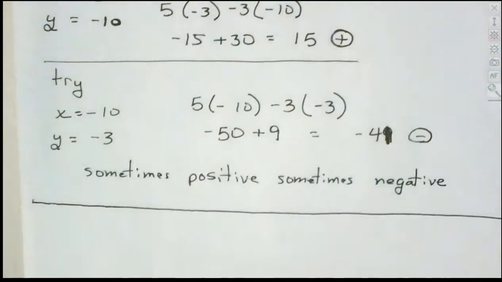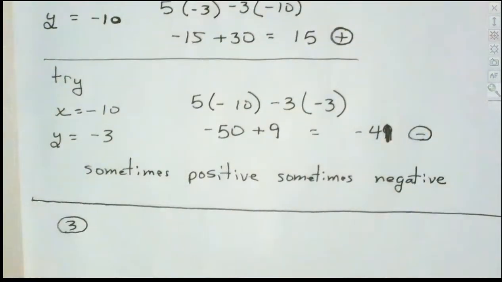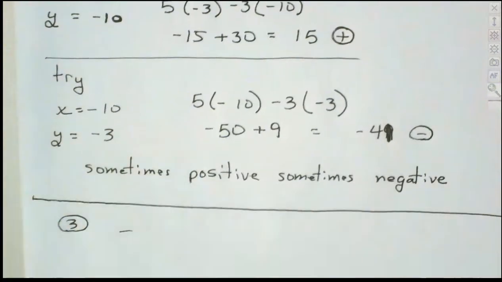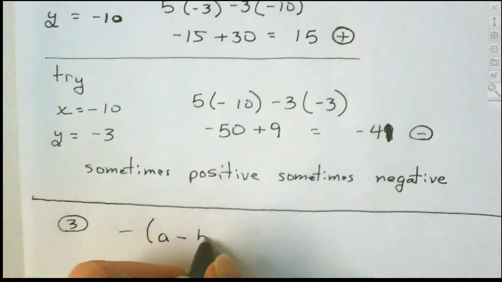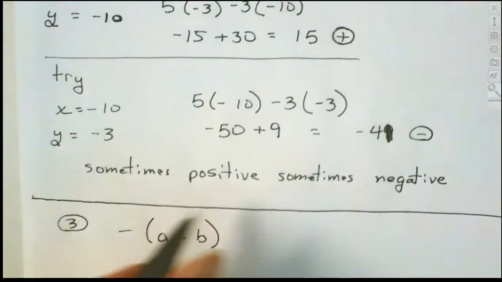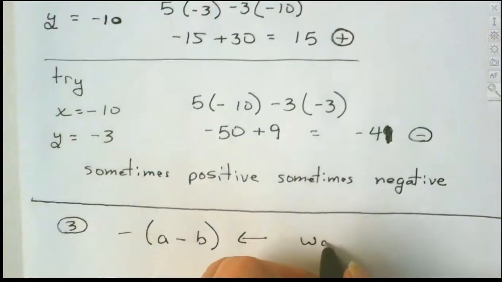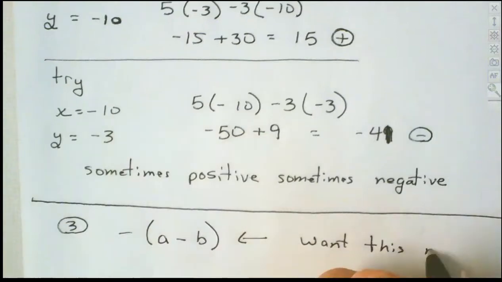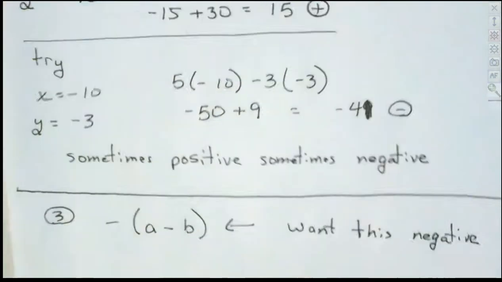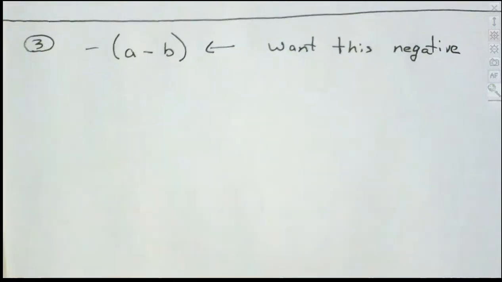Question 3. What we've got for question 3 is negative, parentheses, a minus b. And we want this to be negative. And these are thinking questions. They make you think about how numbers relate to each other.